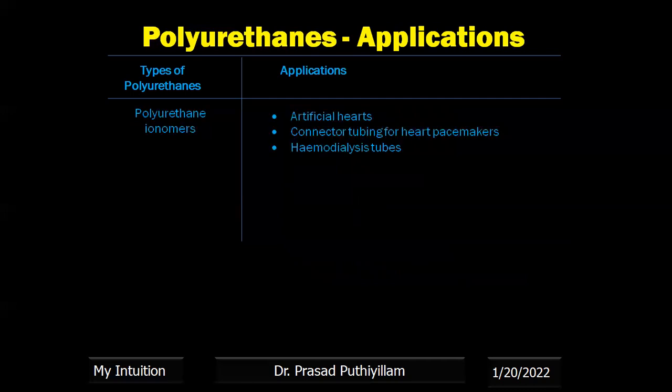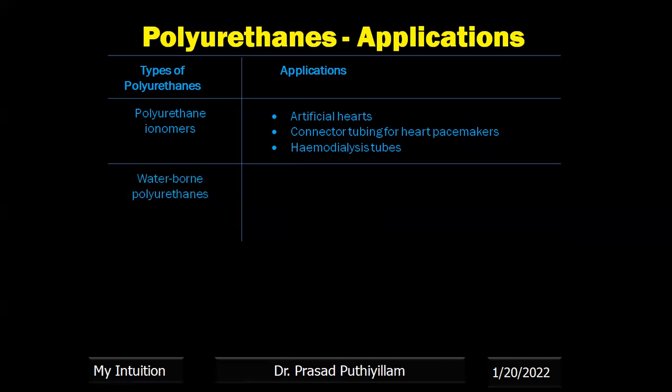Polyurethane ionomers. Ionomers means ions are added into the polyurethane. Different ions are attached to the polyurethane molecule. They are used for artificial heart because they can conduct electricity to some extent. Therefore, the expansion and contraction of the polyurethane article can be controlled with the presence of ionomer. Therefore, it is used in artificial heart. So, very interesting topic, artificial heart. It is used as connector tubing for heart pacemakers. It is used in hemodialysis tubes.